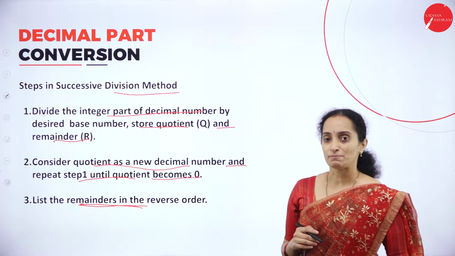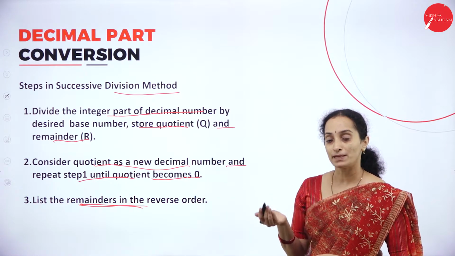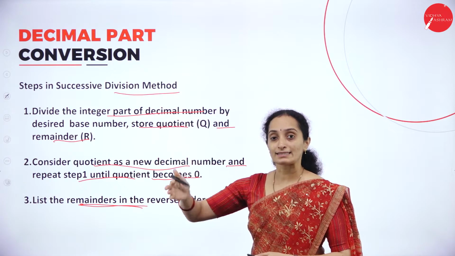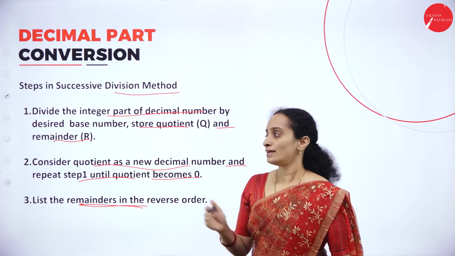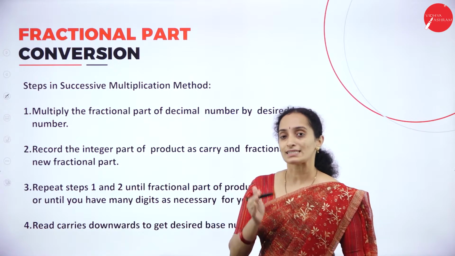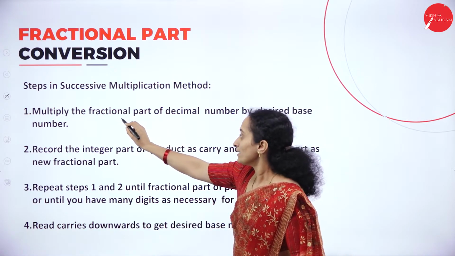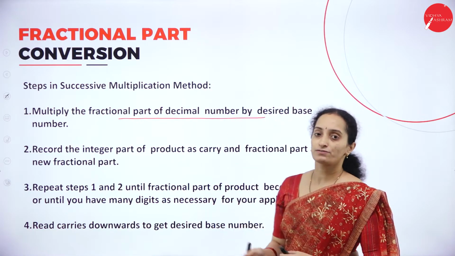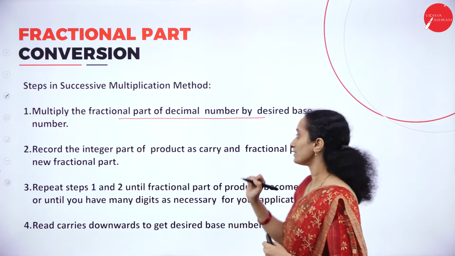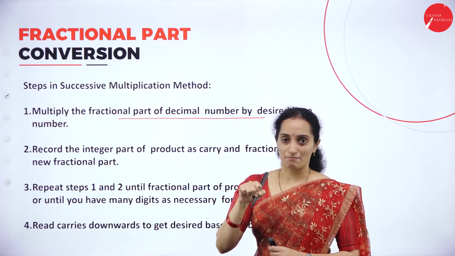When it comes to the fractional part, there will be successive multiplication. Here we follow successive division for the integer part, whereas the fractional part follows successive multiplication. In this, multiply the fractional part of the decimal number by the desired base number.